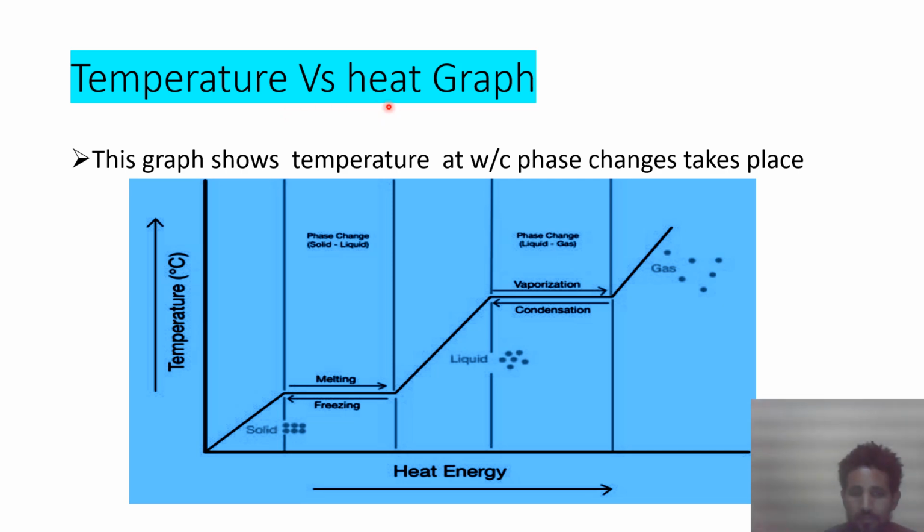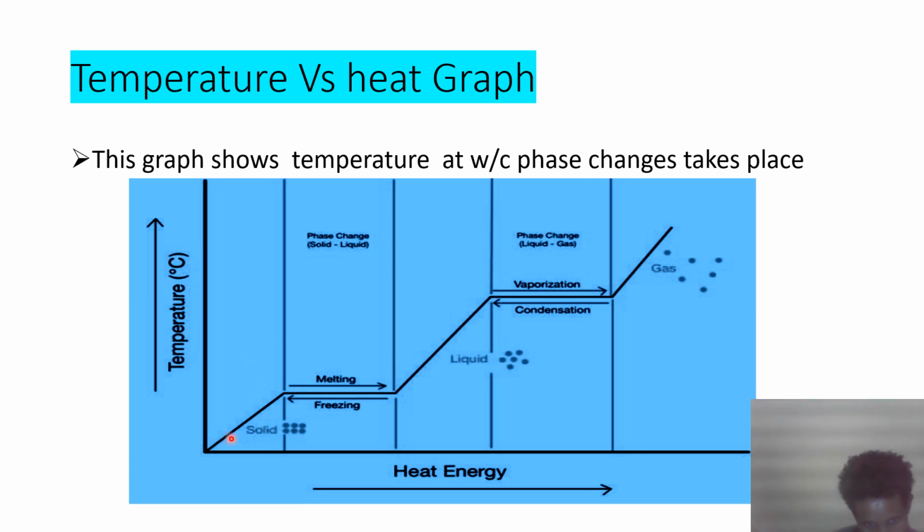Temperature versus heat graph. So we have a graph here. The graph is called the temperature against heat graph. This graph shows the temperature at which phase changes take place. Consider this graph. The vertical axis is temperature in degrees Celsius, and the horizontal axis is heat energy. So let's consider everything in this graph.